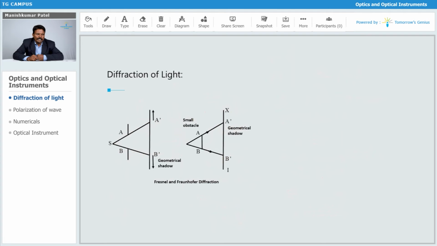Now what do you mean by that? Diffraction of light. So diffraction is nothing but a bending of light. In short, it is nothing but a bending of light. So this is the source of light which is going to emit the light, and here I just gave this opening, the only portion through which the light will pass.